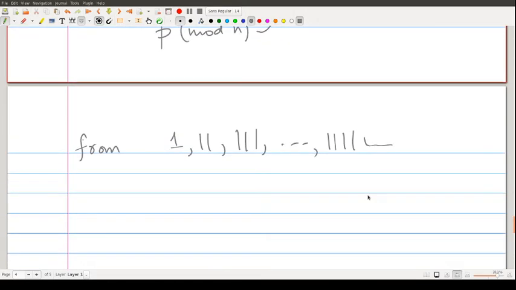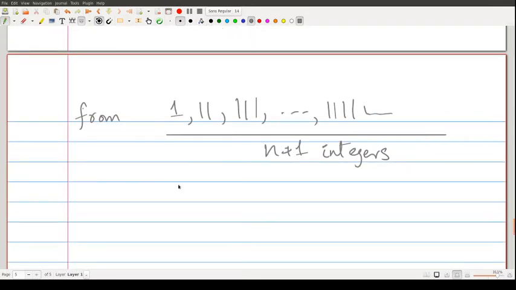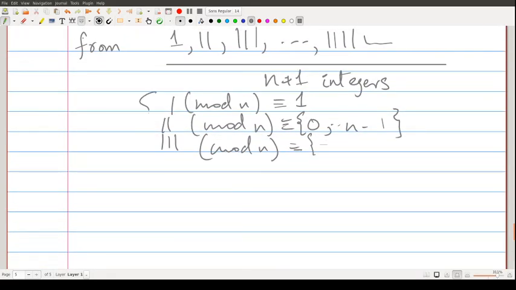right? So I have n plus 1 integers. If I convert all of them in modulo arithmetic, so 1 mod n is of course simply 1. 11 mod n has to be some number between 0 to n minus 1, right? Congruent in one of these classes, 111 mod n also is going to be one of these boxes. So I have n plus 1 integers, and the possible remainders that I have are n possible remainders, right?